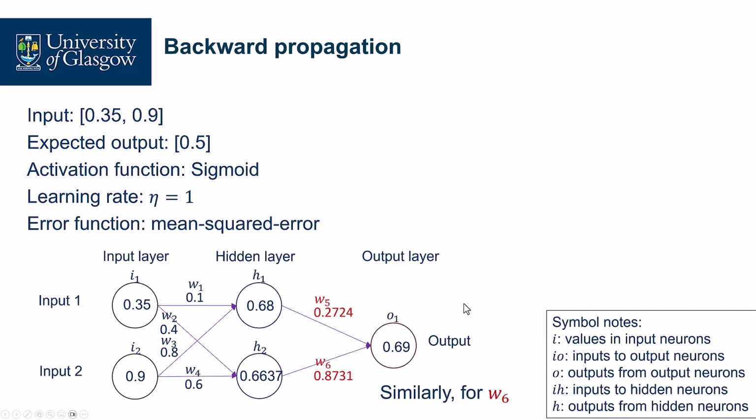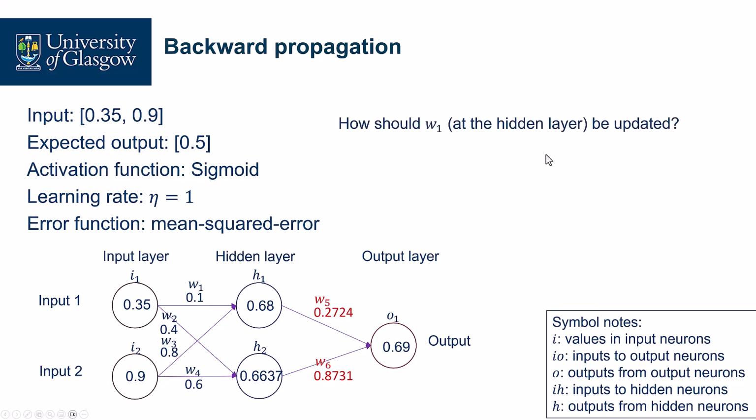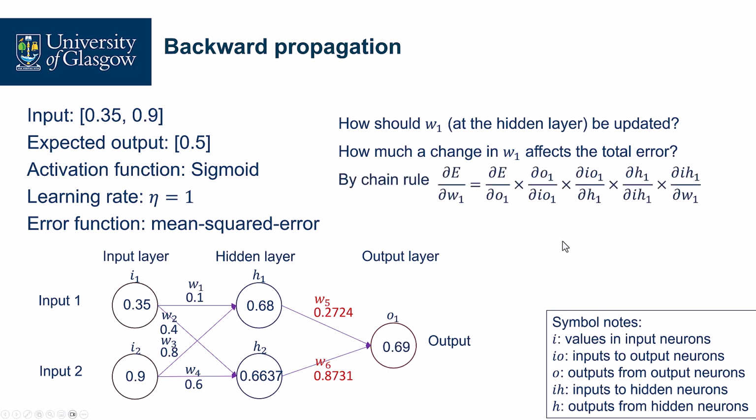Okay, so now we will see for the next step, right? So we will go to W1, W2, W3, W4. So we take W1 as an example, right? So how can we update W1? Again, the question is that how much a change in W1 affects the total error here, right? So we can again use the chain rule. So we can use the partial derivatives of the error function with respect to W1.